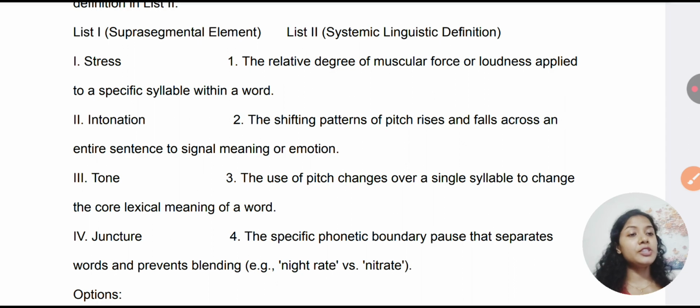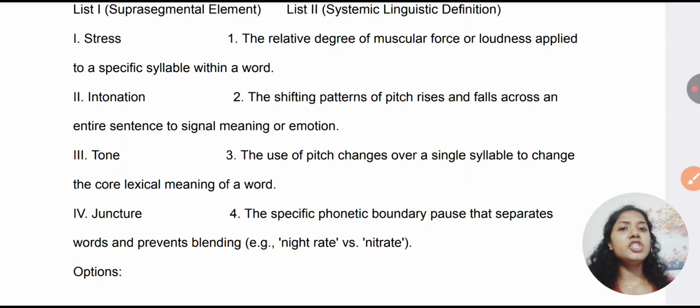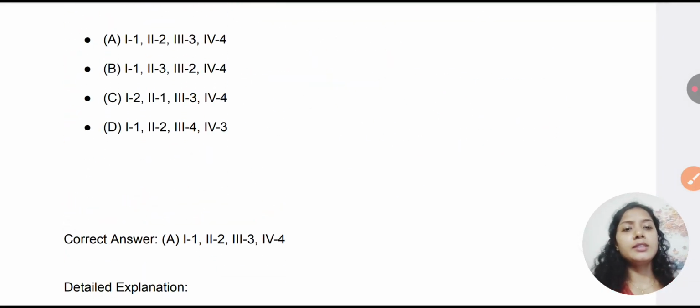अब language में stress क्या होता है, intonation क्या होता है, tone क्या होता है, juncture क्या होता है. Intonation कहाँ पे हमें pause लेना है, tone हमारा क्या होता है, high tone होता है, low tone होता है. Speech में ये key changes. Okay. Juncture क्या होता है? Correct answer आपका यही है.